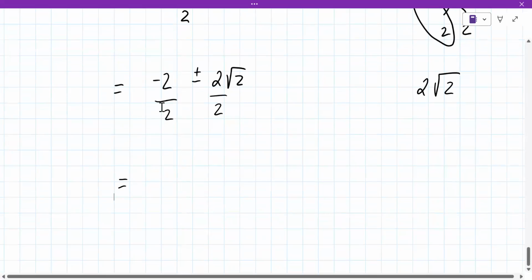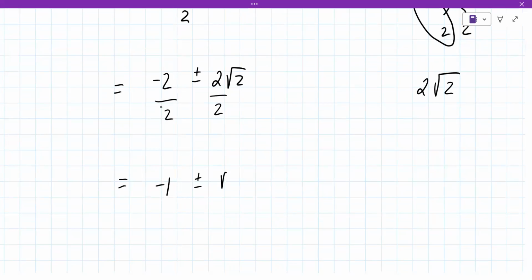So we're dividing both of these by 2. -1 plus or minus the square root of 2 is your final answer.